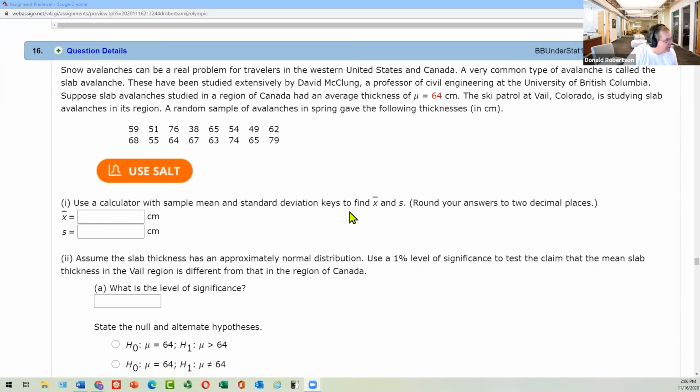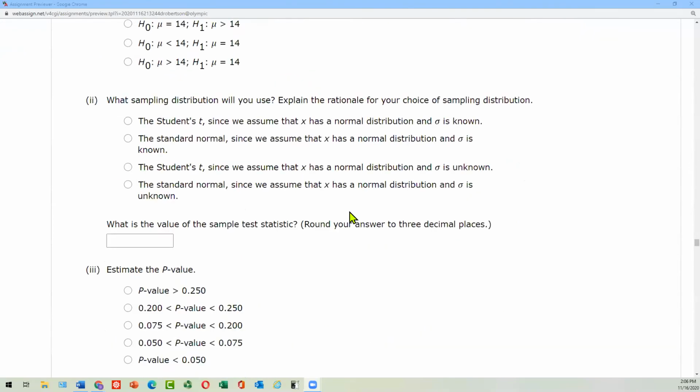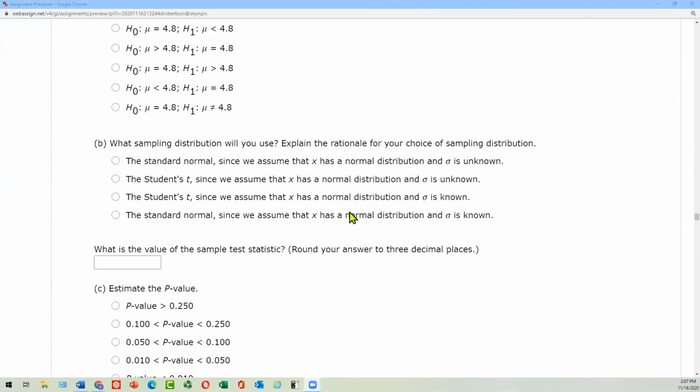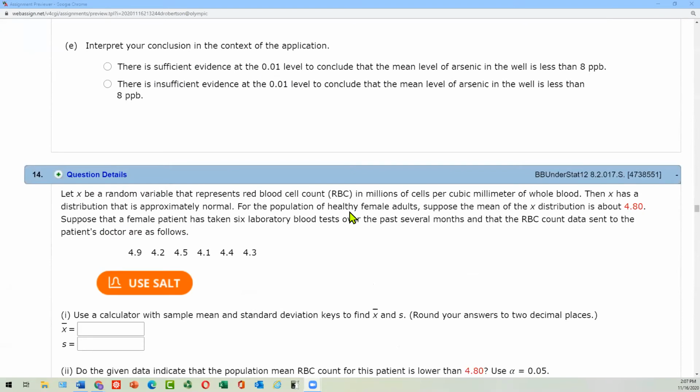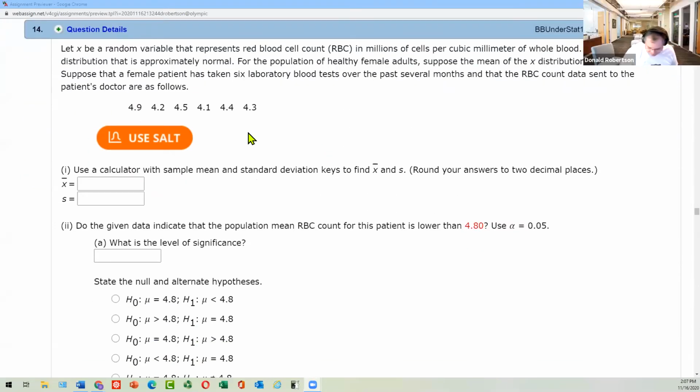Blood count. Let's go back. Right, this one, 14. Okay. Now, hopefully you can see that screen. So I'm going to give you 1 minute to write down the 4 key numbers that you need to use SALT. So read that story and suck out of it the 4 key numbers that you need to do SALT.